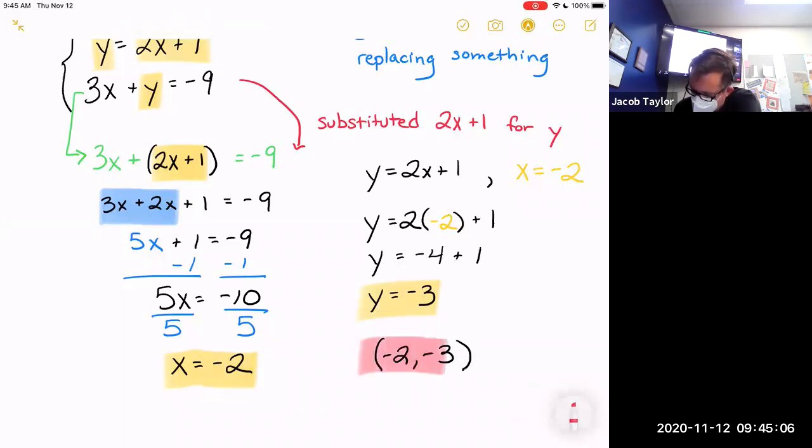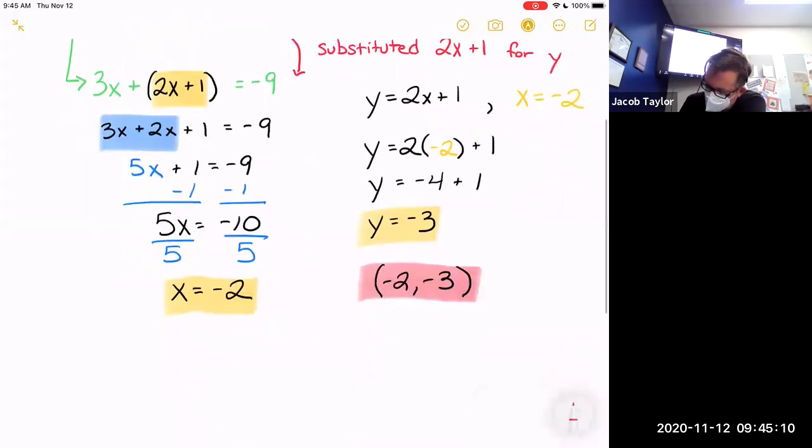The x comma y. So this is going to be our final answer. Final answer will be a coordinate.